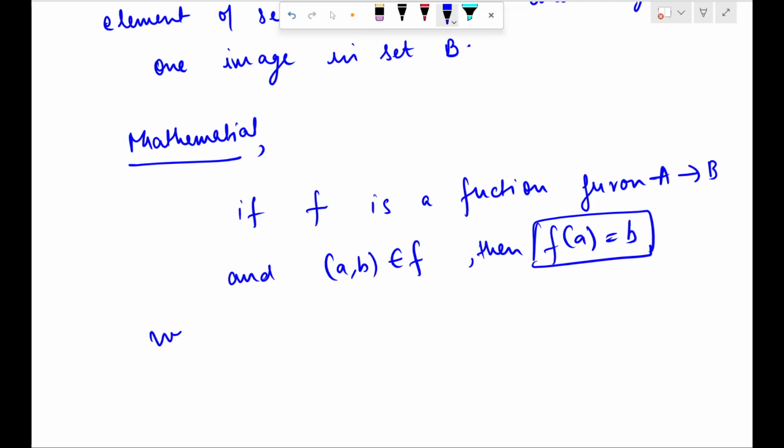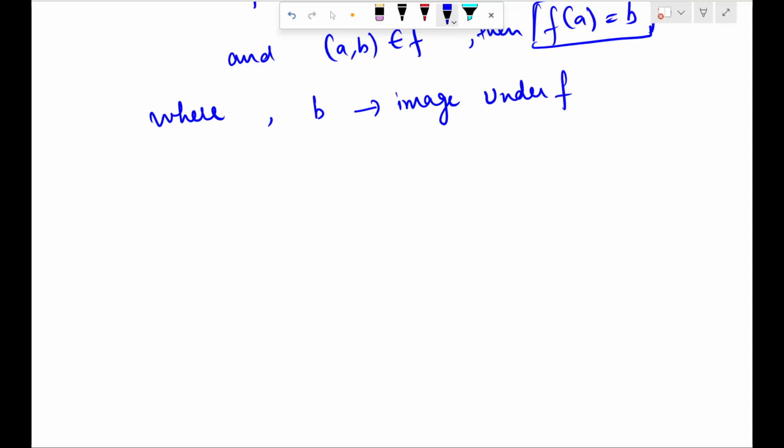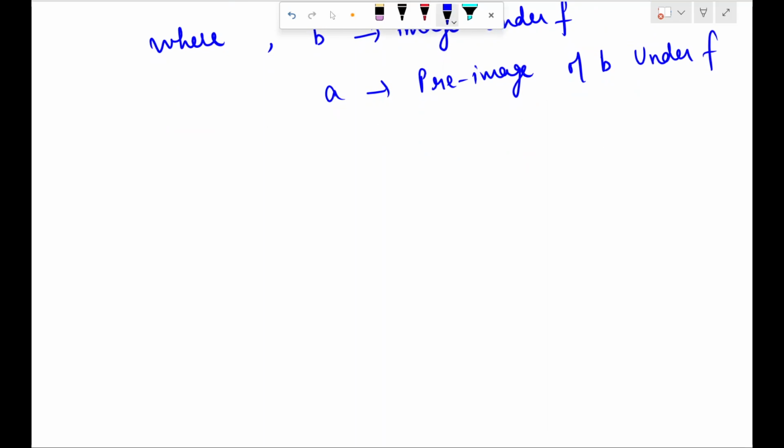where b is the image under f, and a is the pre-image of b under f. So next we have, which relations are not functions?